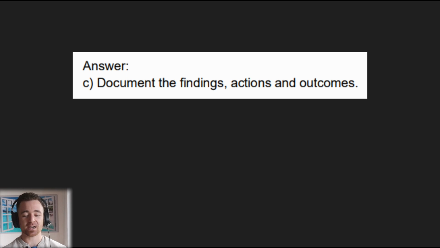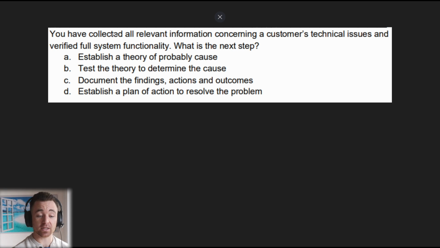Document the findings, actions, and outcomes. Don't get tricked up on this one. So it said you've collected all information, which might make you think, oh, they've just identified the problem. But it also said you have verified full system functionality. So we know that we've done the verification of full system functionality, which means we're going to go to the one that comes after that, which is in fact document. So again, I enjoy taking everyone's internet verify very diligently. Diligent starts with a D, boom, right? Use that trick, we'll be sweet.